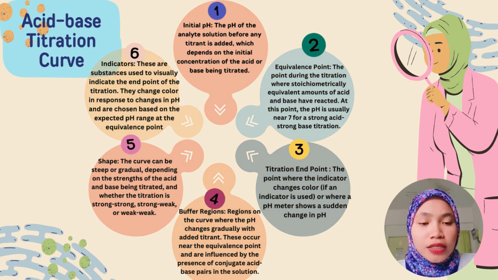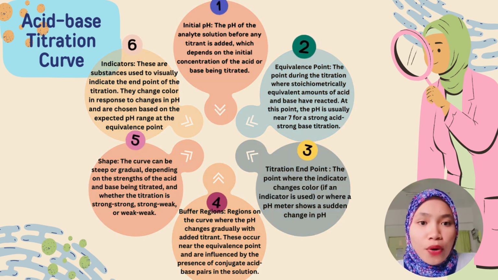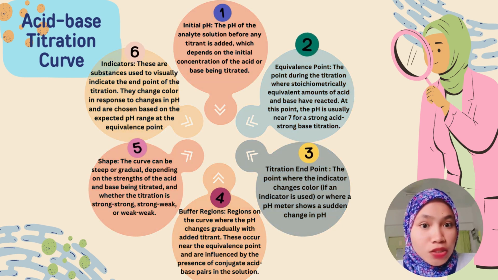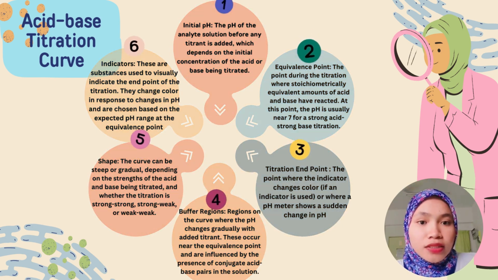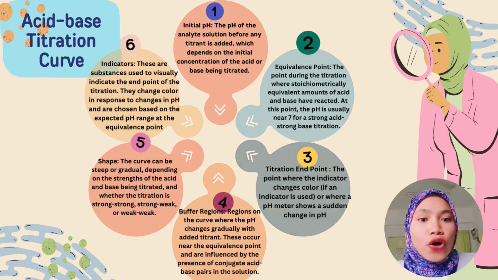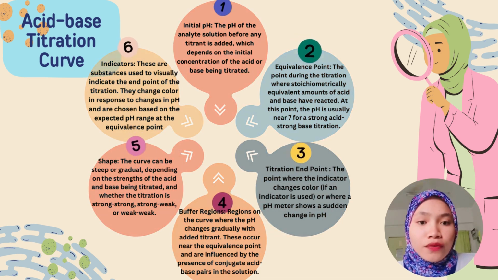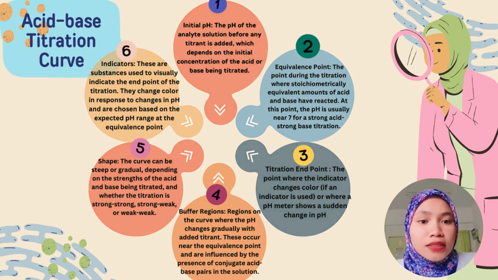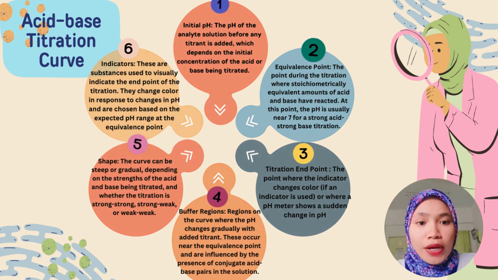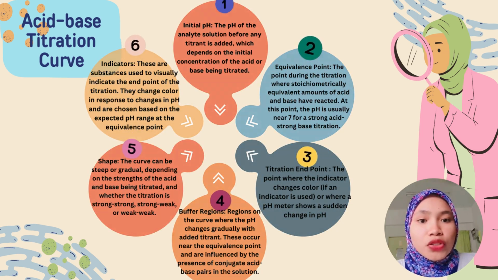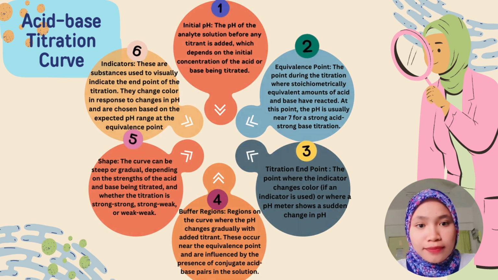The third is the titration endpoint. This is the point where the indicator changes color if an indicator is used, or where a pH meter shows a sudden change in pH. This may or may not coincide with the equivalence point. The fourth is buffer regions: regions on the curve where the pH changes gradually with added titrant. These occur before the equivalence point and are influenced by the presence of conjugate acid-base pairs in the solution.